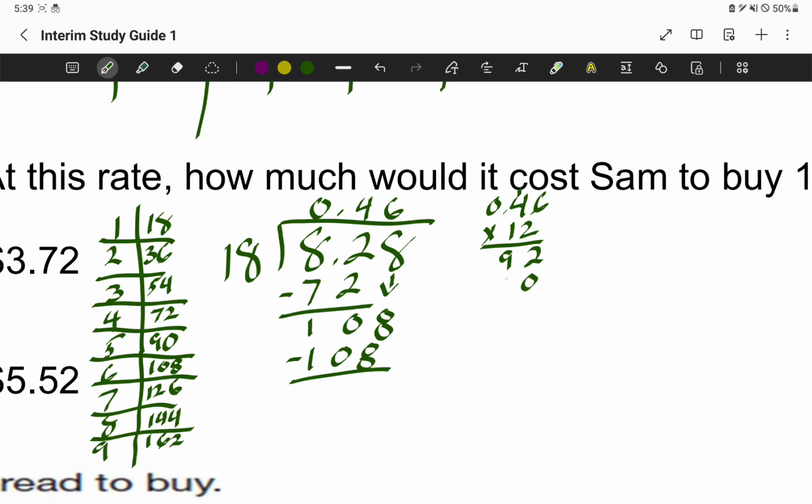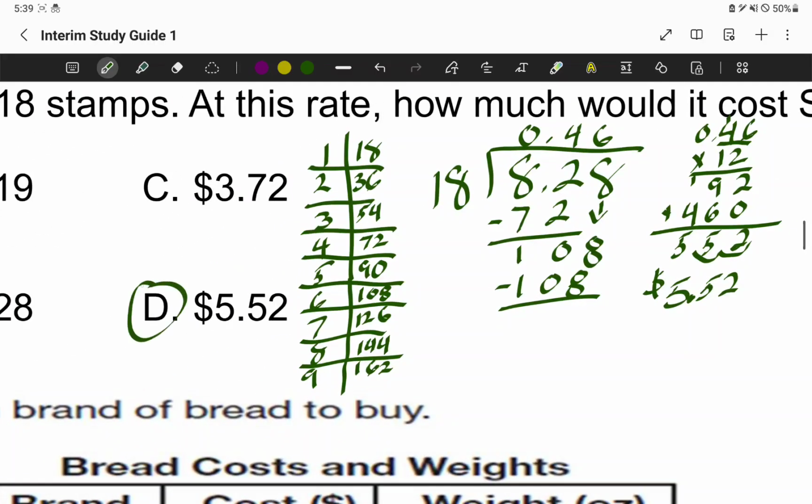Placeholder. 1 times 6 is 6. 1 times 4 is 4. Add. 2, 9 and 6 is 15. 1 and 4 is 5. We had 2 decimal places, so 1, 2. And so it's $5.52. And that's choice D.